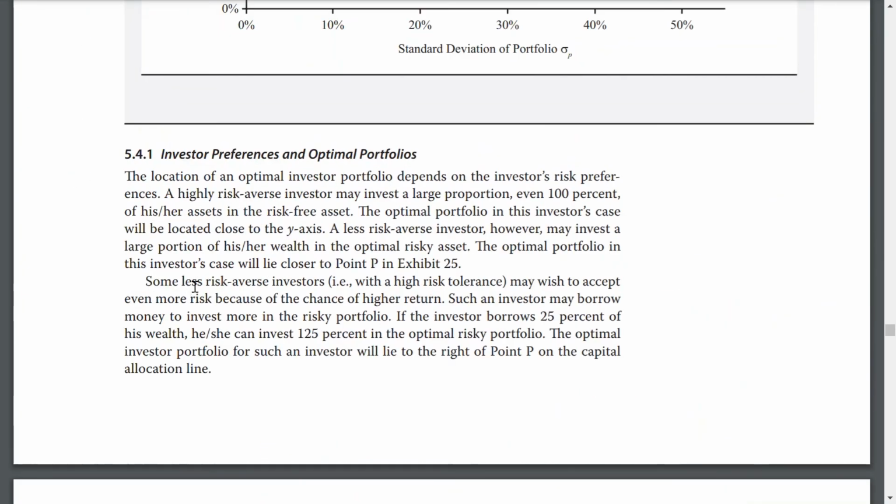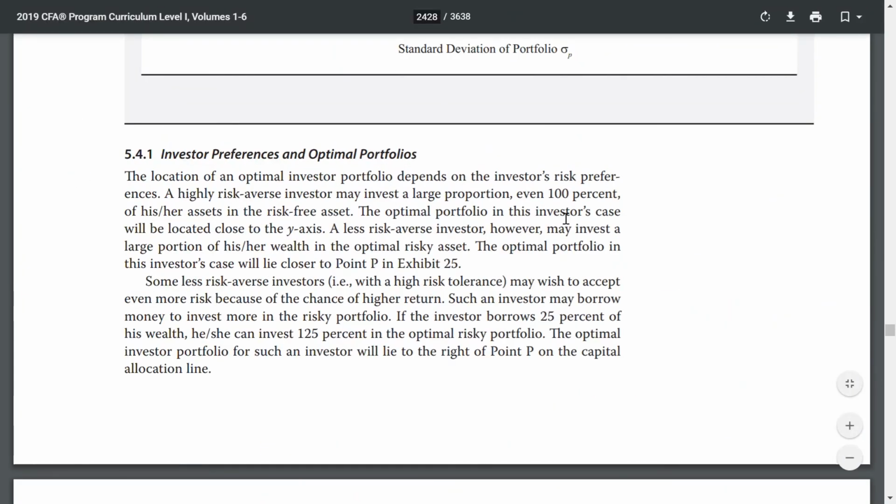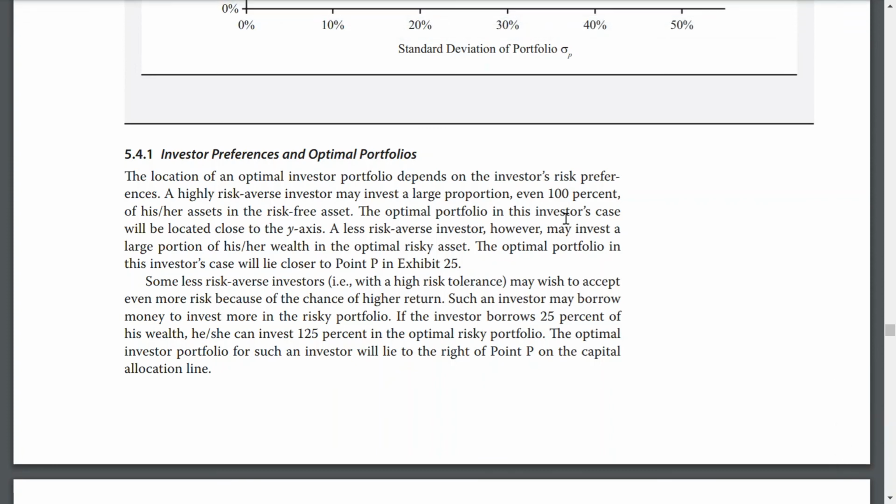Investor preference and optimal portfolios. The location of the optimal investor portfolio depends on the investor's risk preferences. A highly risk-averse investor may invest a large proportion, even 100% of his or her assets, in the risk-free asset. The optimal portfolio, in this investor's case, will be allocated close to the y-axis.